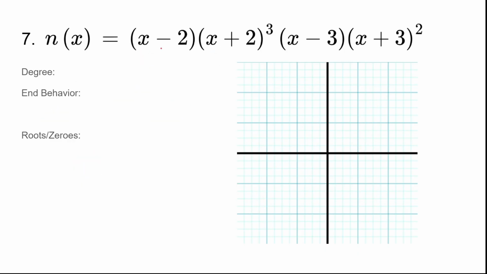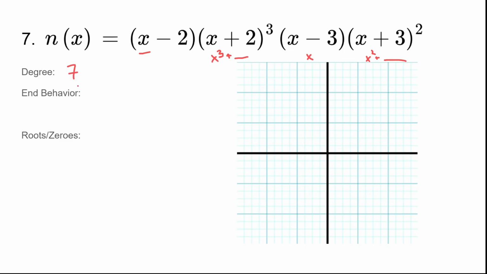Finally, we have n of x is equal to x minus 2 times x plus 2 cubed times x minus 3 times x plus 3 squared. So the degree of this one, we have 1 x here, we have an x cubed plus something there, we have an x there, and we have an x squared plus something there, right? So we have 1, 2, 3, 4, 5, 6, 7. So it's going to be a 7th degree polynomial.